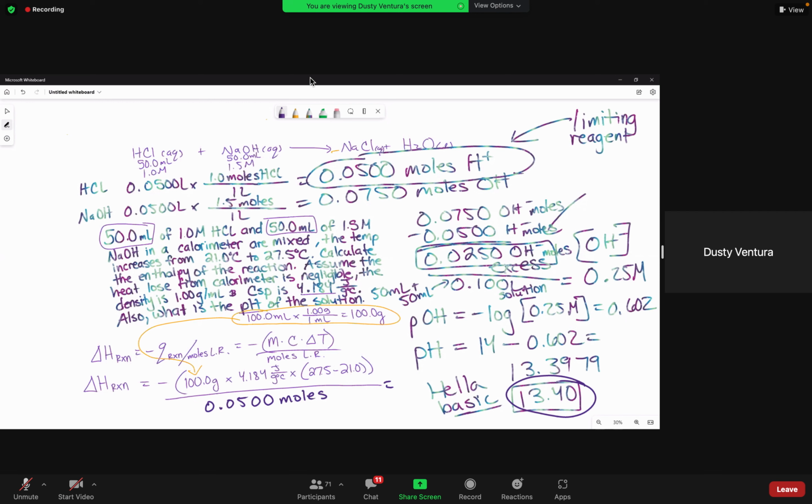Let's turn it into kilojoules. 53.555, kilojoule per mole. And it's negative. So I divided by 1,000 to get it into kilojoules. Okay, we're gonna do a gas phase problem and then we're gonna be done.